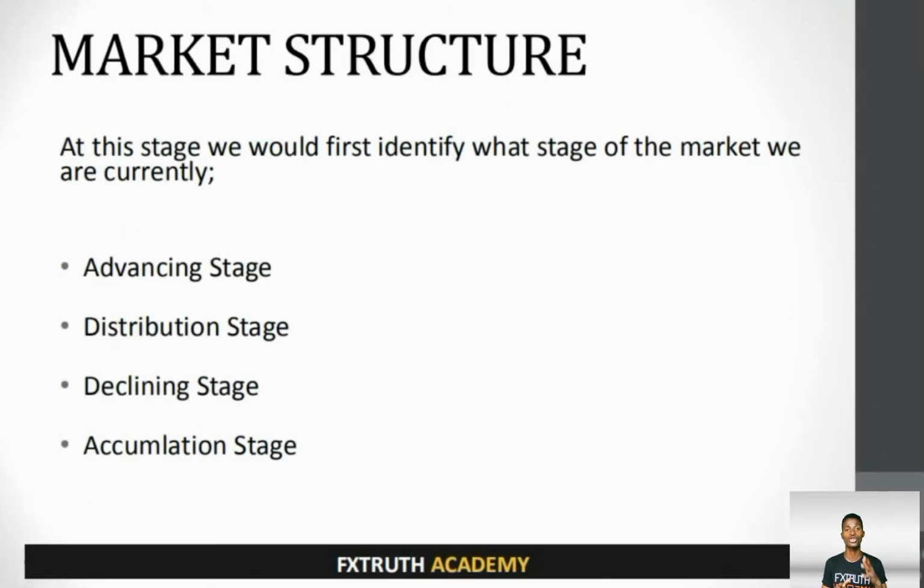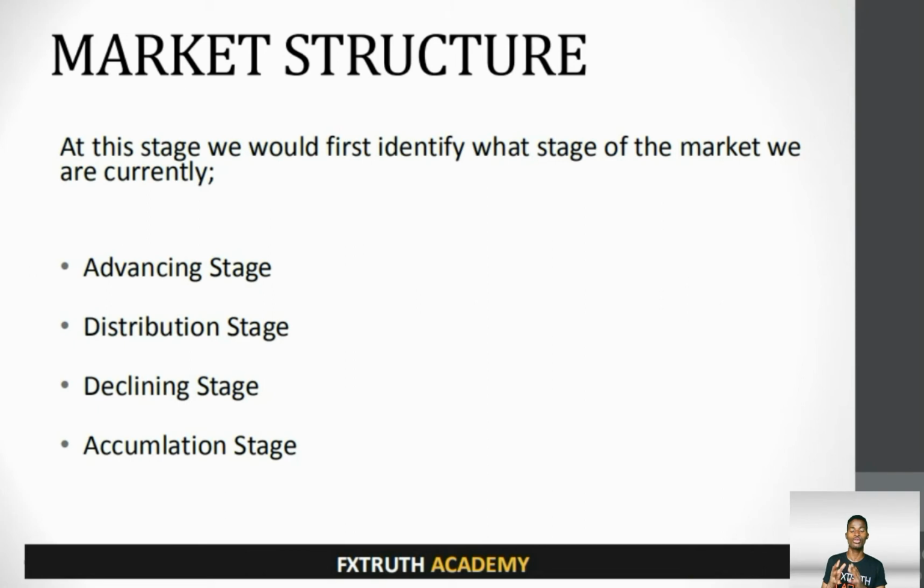So the market structure. For those of you that have been following our YouTube channel, you know that I discussed the 4 stages of the market. At this point you have to pay attention to what stage the market is in currently. Is it in an advancing stage, a distribution stage, a declining stage, or an accumulation stage? You agree with me that the advancing stage follows the accumulation stage, the distribution stage is a stage after the advancing stage, the declining stage is a stage after the distribution stage, and the accumulation stage is a stage after the declining stage.